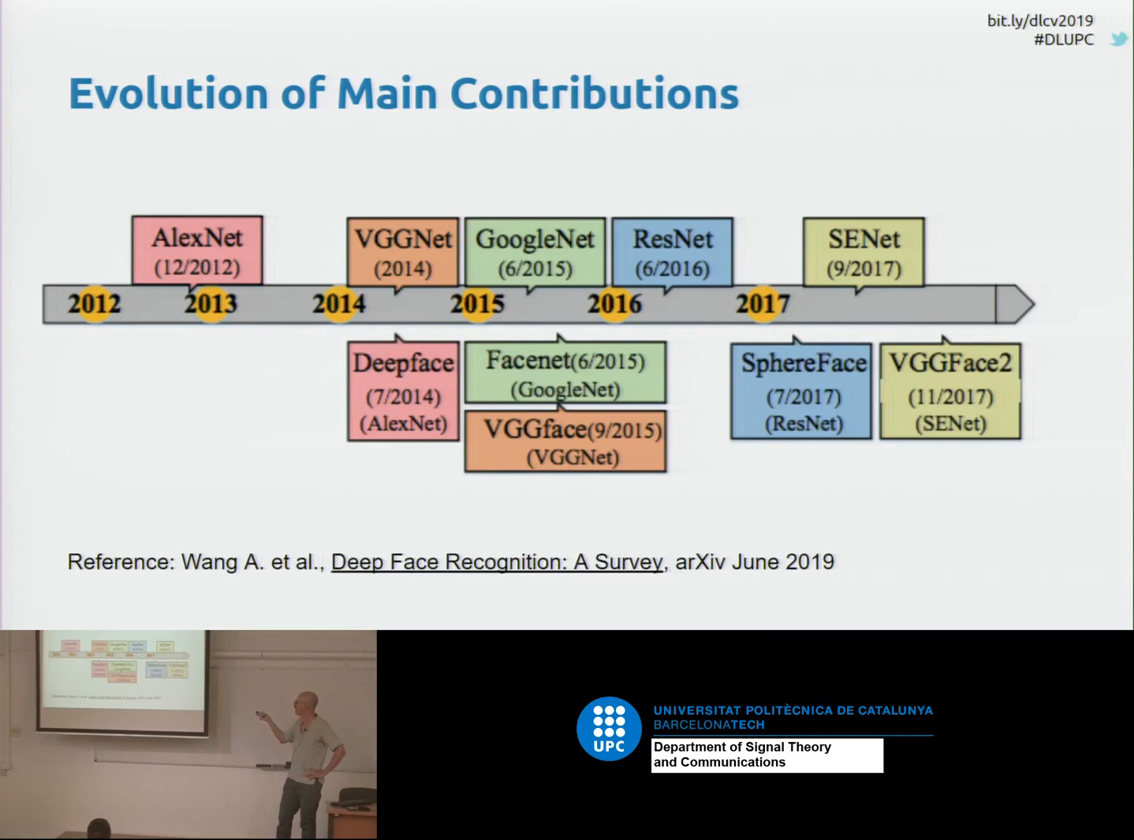For instance, DeepFace in 2014, FaceNet in 2015, and VGG Face. Okay, SphereFace in 2017, and VGG Face 2. And of course, these solutions are based on the basic classification networks, but used as a feature extractor.